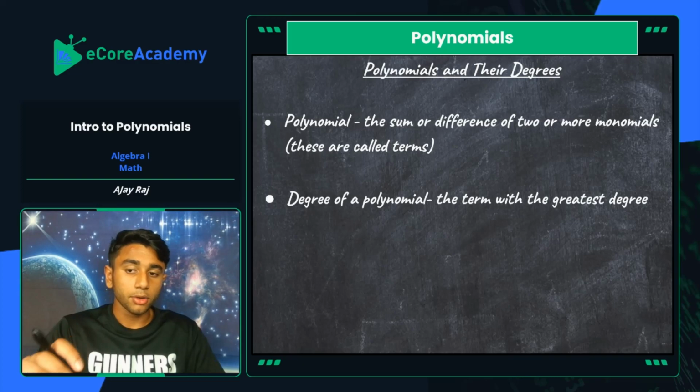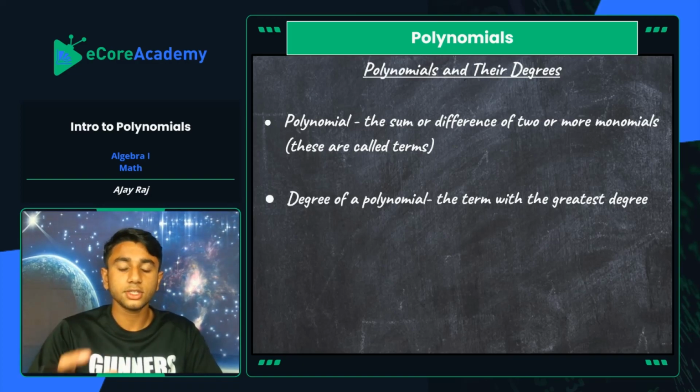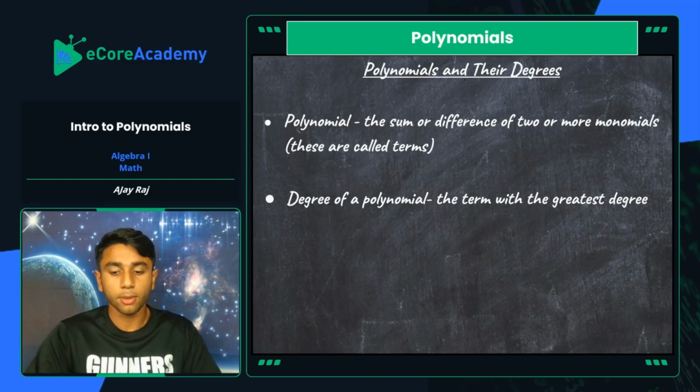So the degree of a polynomial, like we looked at for monomials, it's going to be a little bit different. This is going to be the term with the greatest degree. So essentially, this is going to be the term with the greatest exponent. That's going to be the degree of the whole entire polynomial.